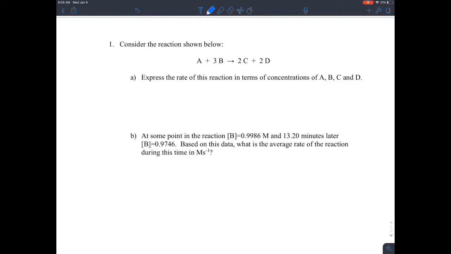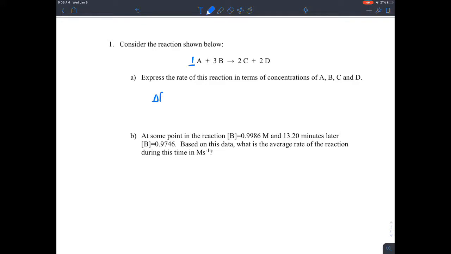So you might ask, how do I accommodate for the coefficients that you see here? This A has just 1, but because there's only 1 of A and 3 of B, shouldn't it be much faster with respect to B because there's 3 times the amount? You would be right, and how we accommodate for that you'll see soon. So express the rate of the reaction in terms of A, B, C, and D. We kind of got a hint on A.